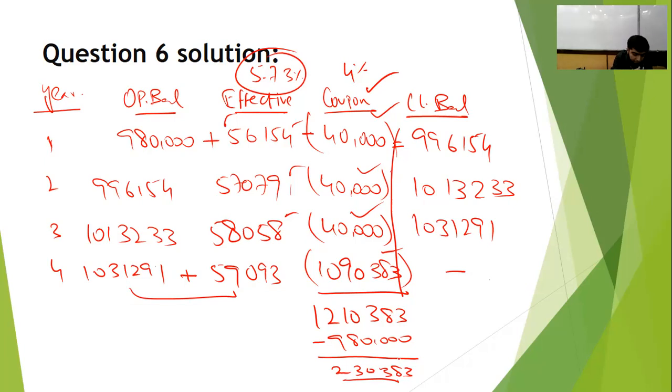Profit? Anyone else? Excellent. Interest. It's an amount of interest. For example, if you have borrowed an amount from a bank, 4 lakh, and you'll be returning that amount after 4 years, that is 6 lakh. After 4 years, you will be paying back 6 lakh. So the difference amount is the amount of interest. So that 2,30,000 is an amount of interest.